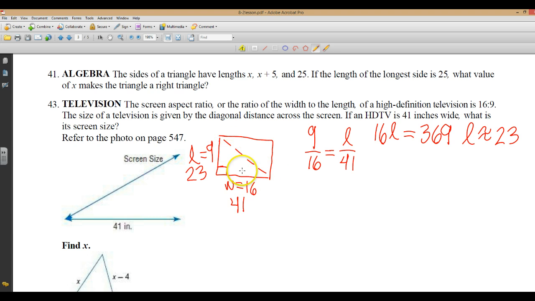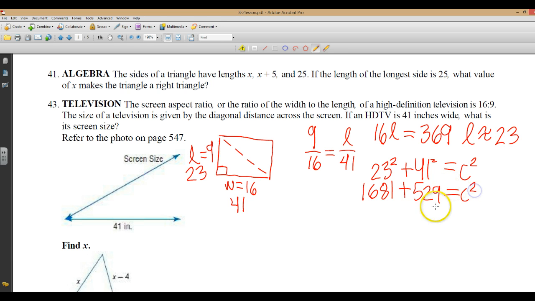From here, we want to find its screen size, so we want to find the diagonal here, which would be the hypotenuse of our right triangle with legs 23 and 41. So 23 squared plus 41 squared is equal to c squared. So that would be 1681 plus 529, which is 2,210. And taking the square root, we get approximately 47 inches.